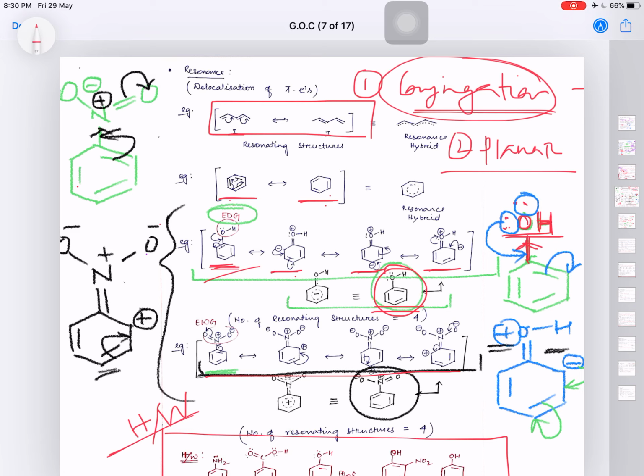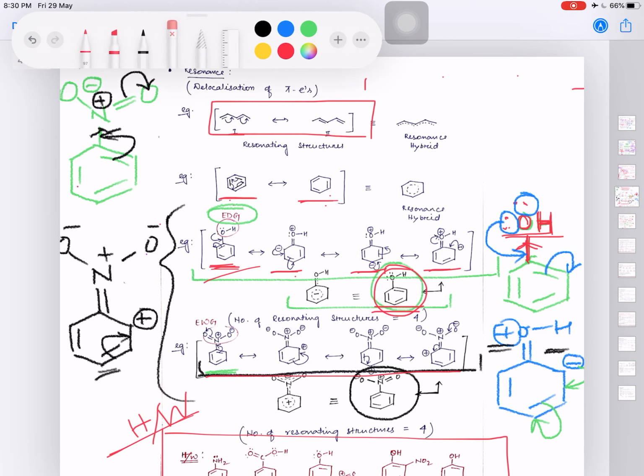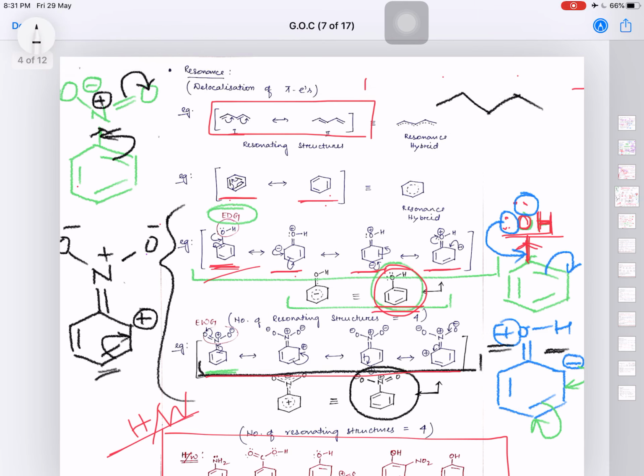One question also comes, I think it came in your class 12 exams also: why is phenol more acidic than alcohols? If you have a normal alcohol, then resonance is not possible. Say you just draw a normal alcohol, this alcohol, okay. In this alcohol you don't have double bonds, or you don't have conjugation. So resonance is not possible for this alcohol. But in phenol, you can draw four resonating structures. So phenol is more stable compared to alcohol.